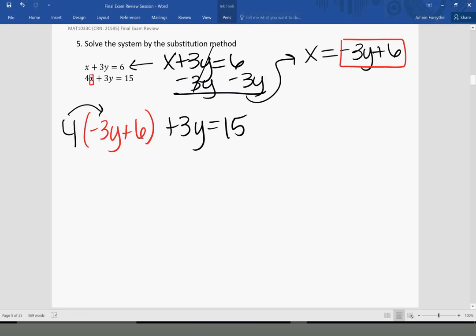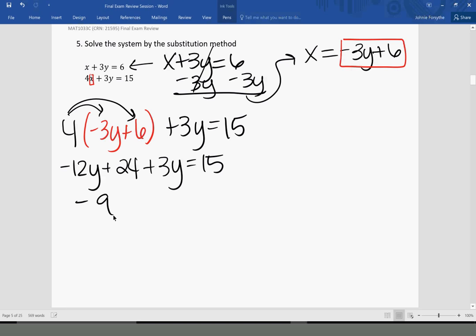Okay, so now I'm going to distribute that 4. 4 times negative 3y is negative 12y. 4 times 6 is 24. Bring down that plus 3y equals 15. And now I'm going to combine like terms on the left. So negative 12y plus 3y is going to be negative 9y. I have plus 24 equals 15.